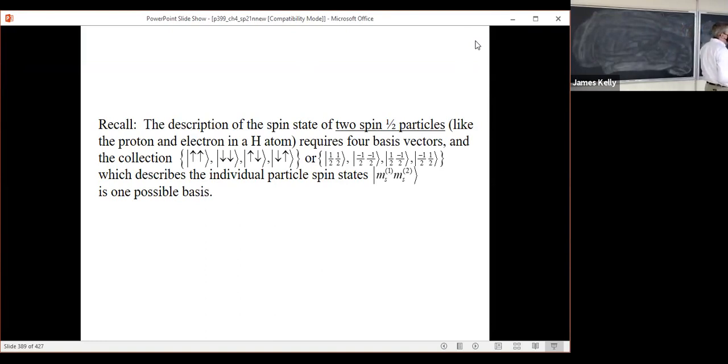And one way to describe the spin state of the two of those together is just to separately describe the spin state of each one individually. And we've been doing that with this notation here.